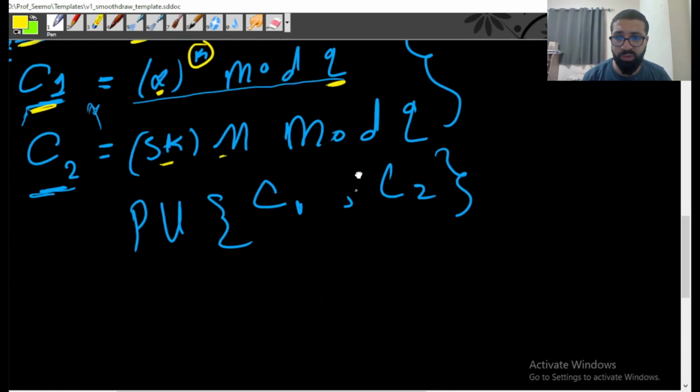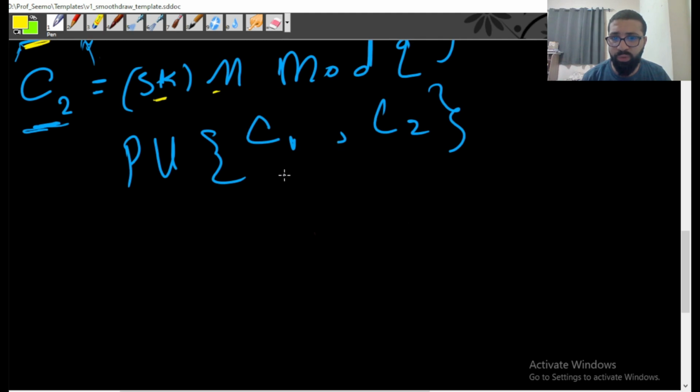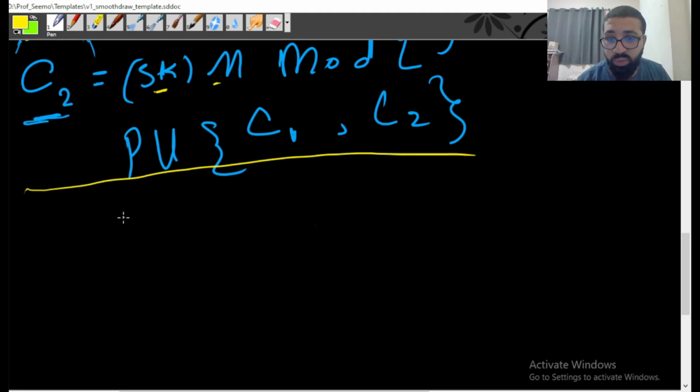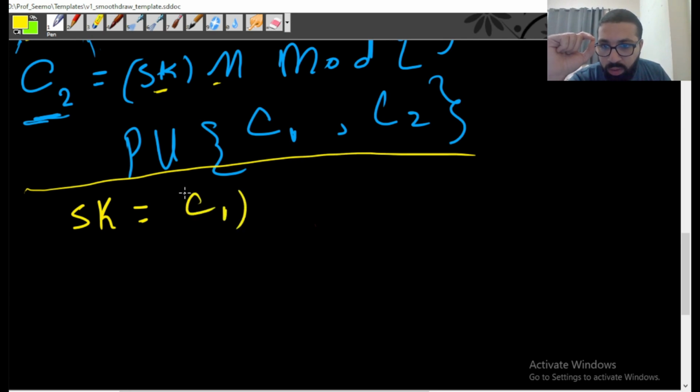Let's go to the decryption process real quick. So we know C1 and C2 are my public parts. Now Alice will take C1 and C2. What will Alice do? She will first use C1 to get the SK. Again, we said assume C1 is the public key of Bob, right? So we take C1 to the power of her private key mod Q.